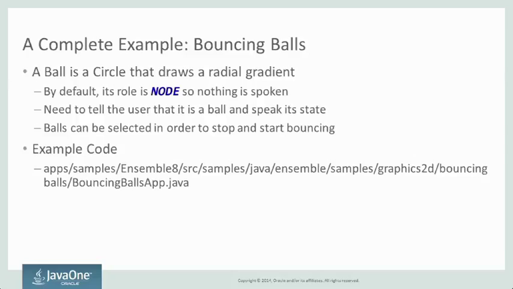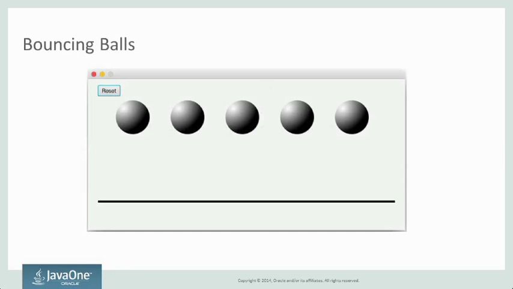So we're going to make a bouncing ball accessible. In our world, there's a bouncing ball demo. It's been in JavaFX forever. It's a circle that draws a radial gradient. And by default, it's just a node. If it's just a node, it means the screen reader ignores it. And so we need to tell the screen reader that the ball is something interesting and we want it to speak its state. So the example code for the bouncing ball, that's the link for it, where it is. And the app looks something like this when we go to run it. It's part of Ensemble.